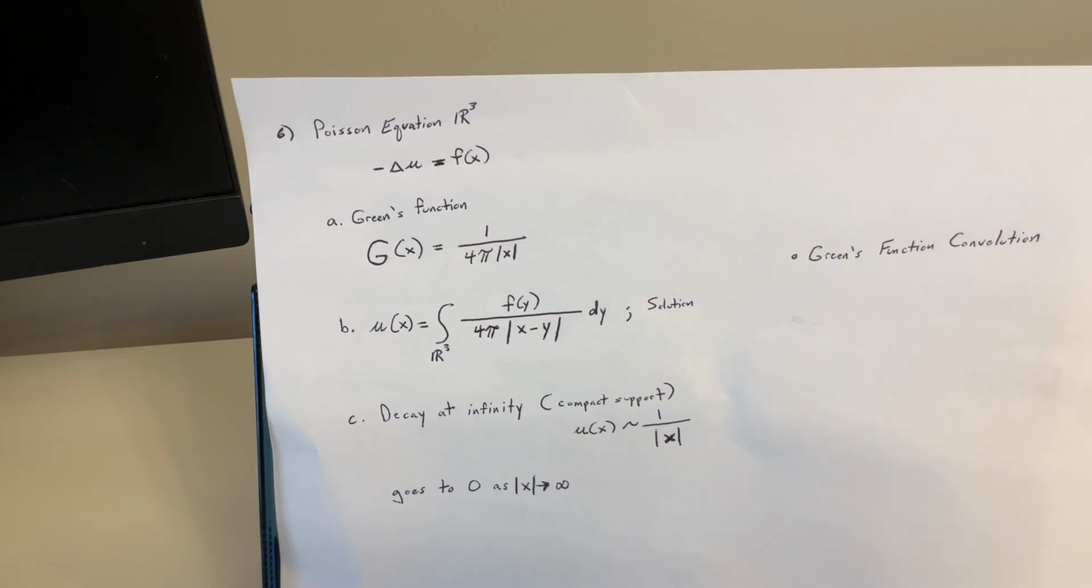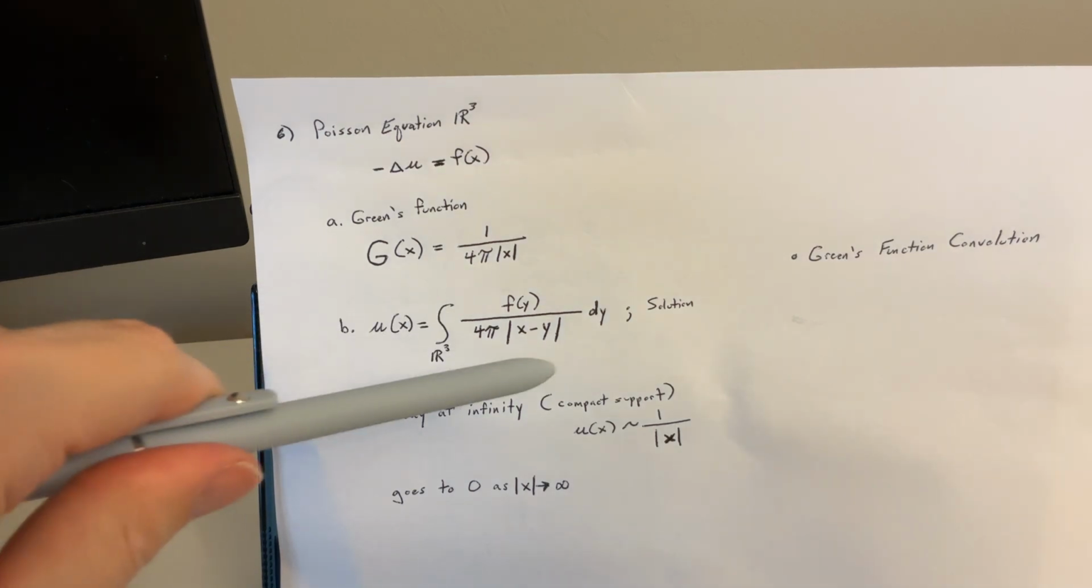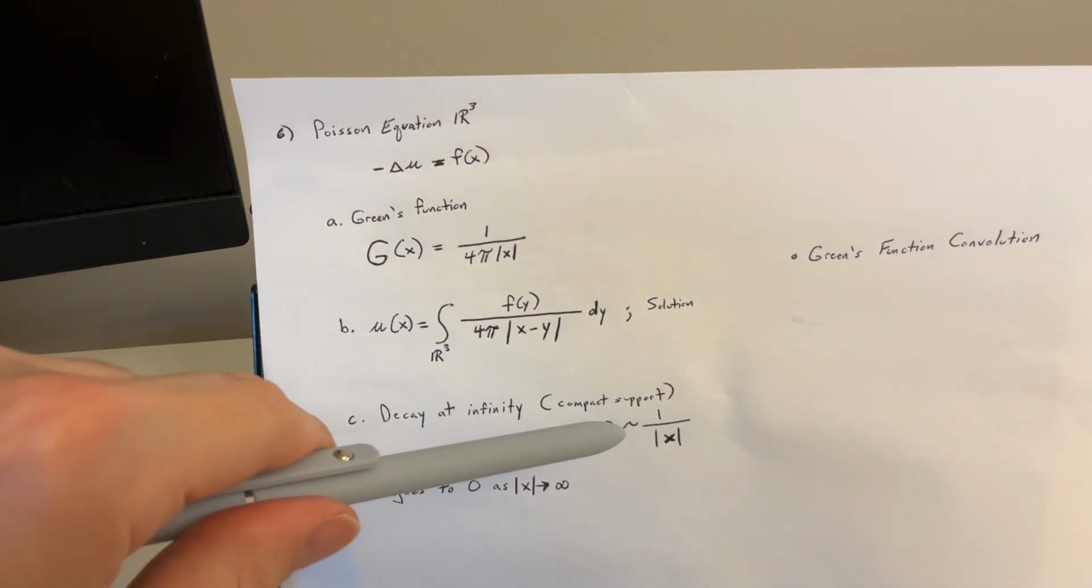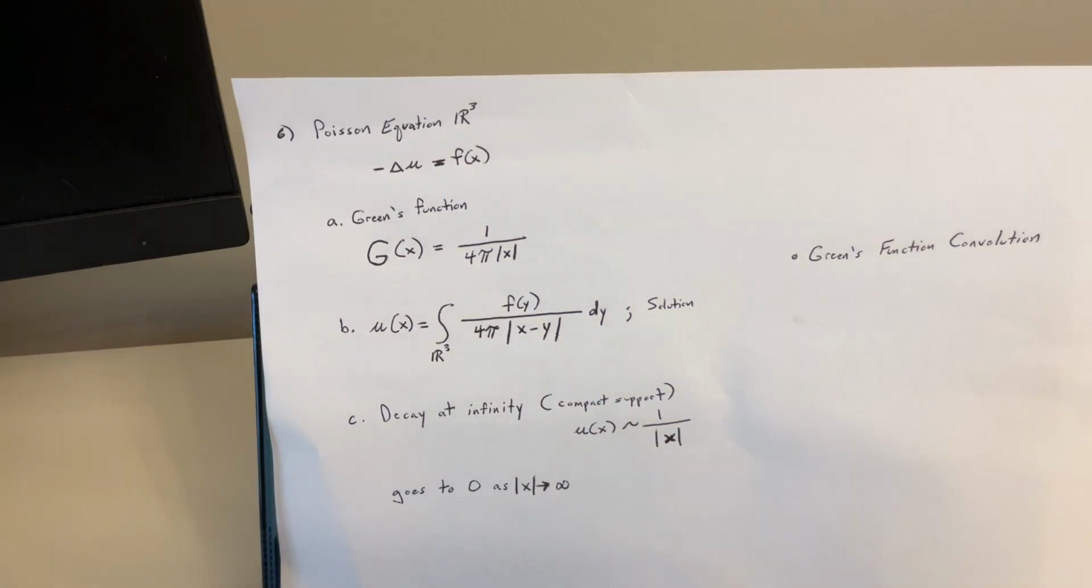And letter C, what we could say is this is going to decay at infinity. So this is going to decay at infinity, and we say this has compact support. u of x is approximately 1 over the absolute value of x in that situation. Okay, so that's A, and that's B, and that's C.